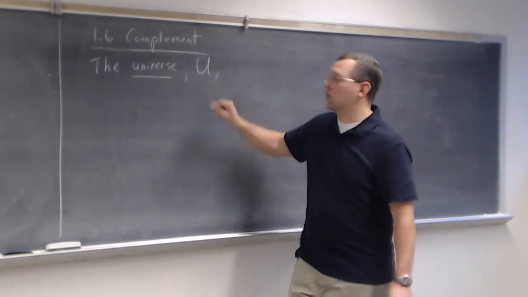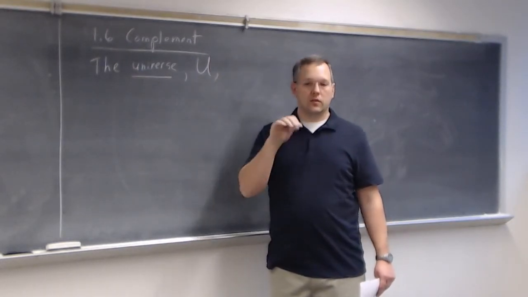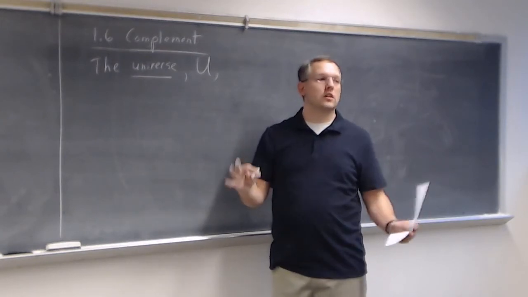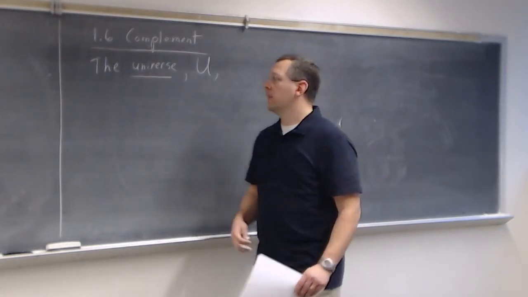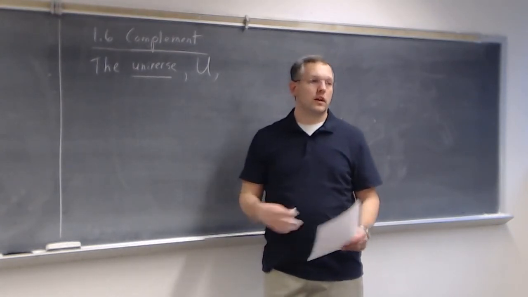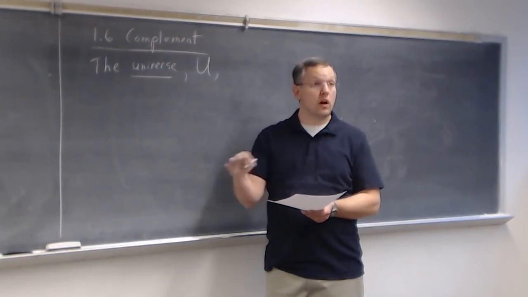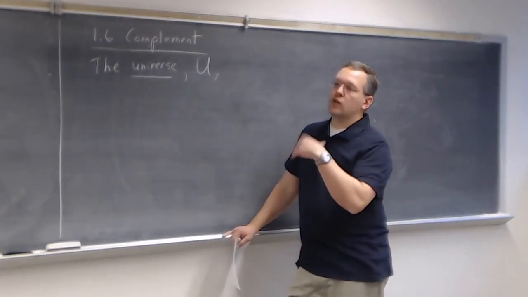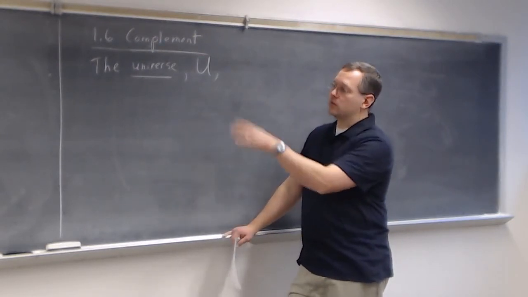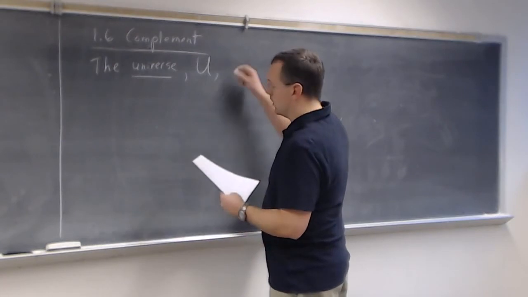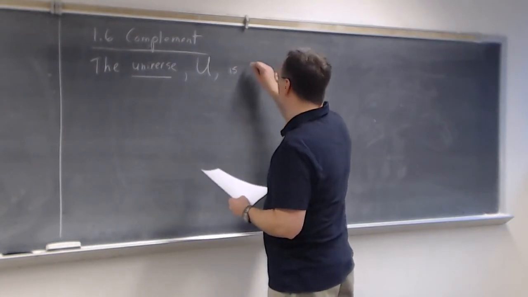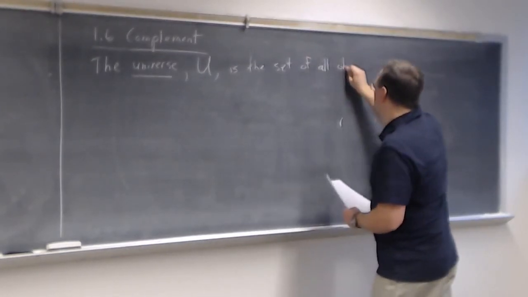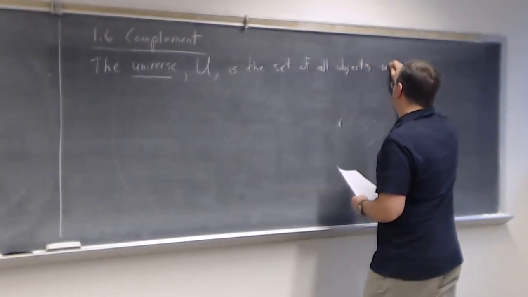All right, so let's talk about the universe. When we talk about sets, the universe is usually implied. It's the set of all the things you're considering at the time. When we talk about intervals, for example, we usually think of them as subsets of the real line, the real numbers. So the universe, usually denoted by a capital U, is the set of all objects under consideration.